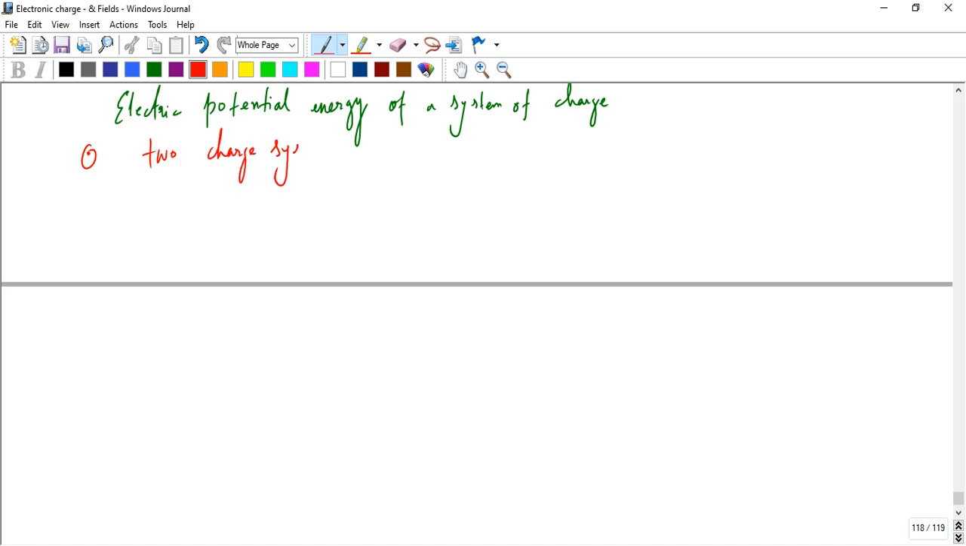Two charge system. So here, if you want to calculate the potential energy in a two charge system, suppose this is a blank screen. Suppose the system has zero charge. First assumption is that the system has no charge. So first I bring a test charge from infinity to that point. Suppose the charge is Q1.